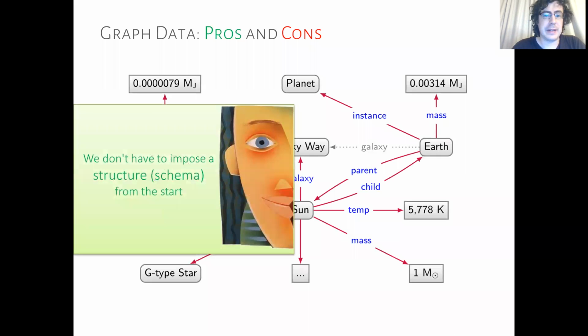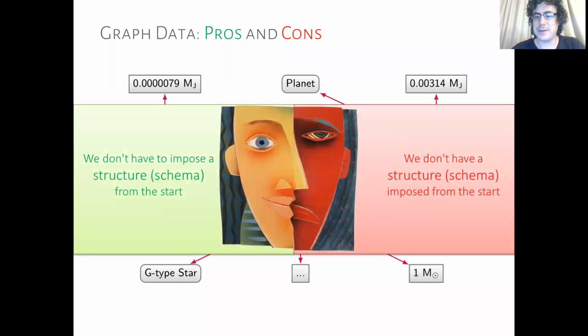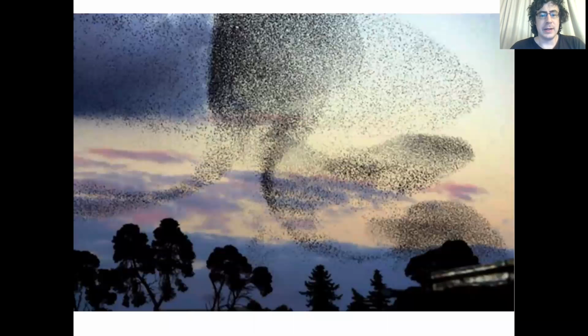One of the benefits of graphs that we spoke about in the second class is that we don't have to impose a structure or a schema from the start. Of course, the downside is that we don't have a schema imposed from the start to be able to validate and structure our data. So we discussed the idea that somehow there's an emergent structure, but maybe we can formalize this at some point when we've collected quite some data.